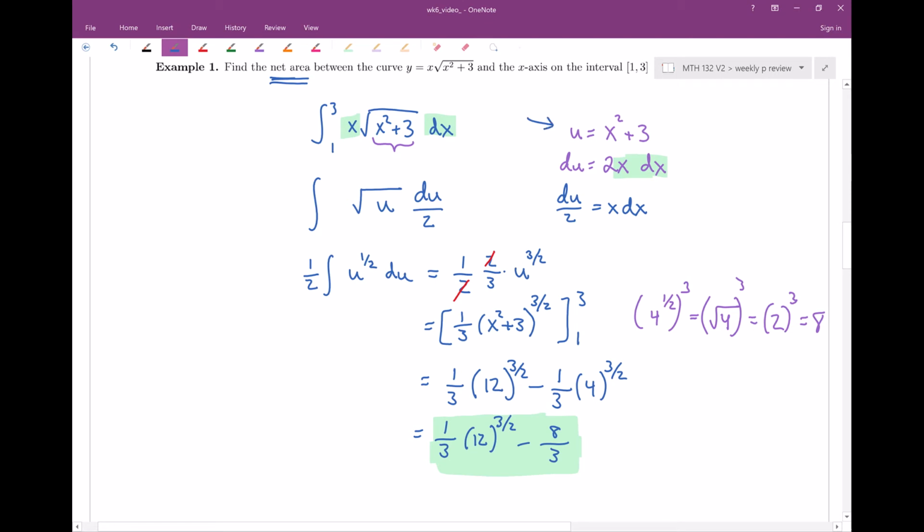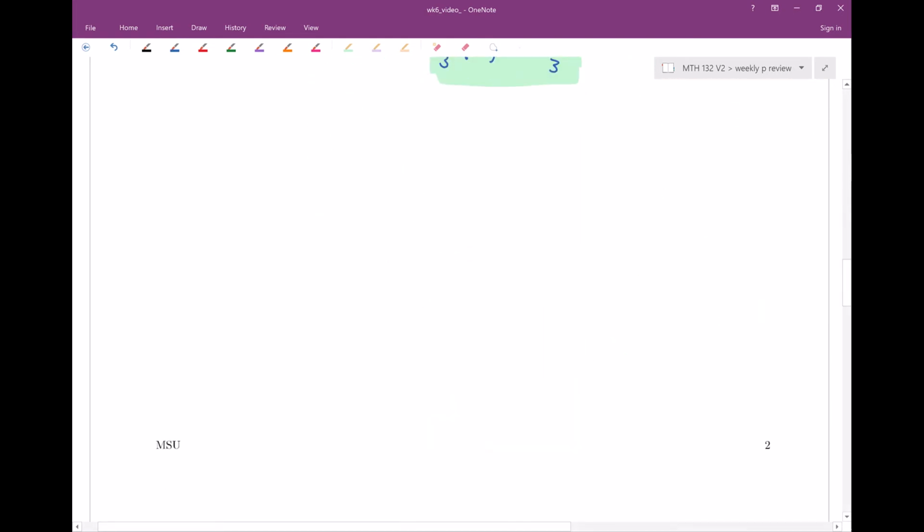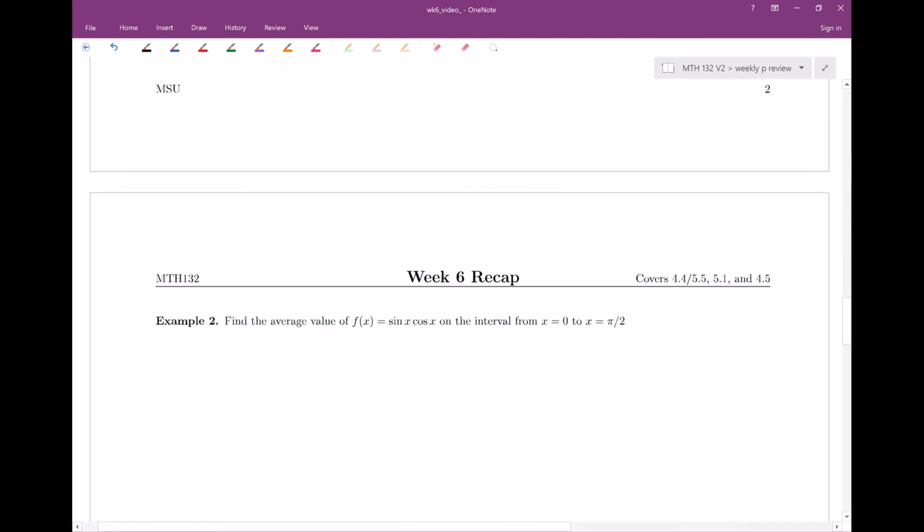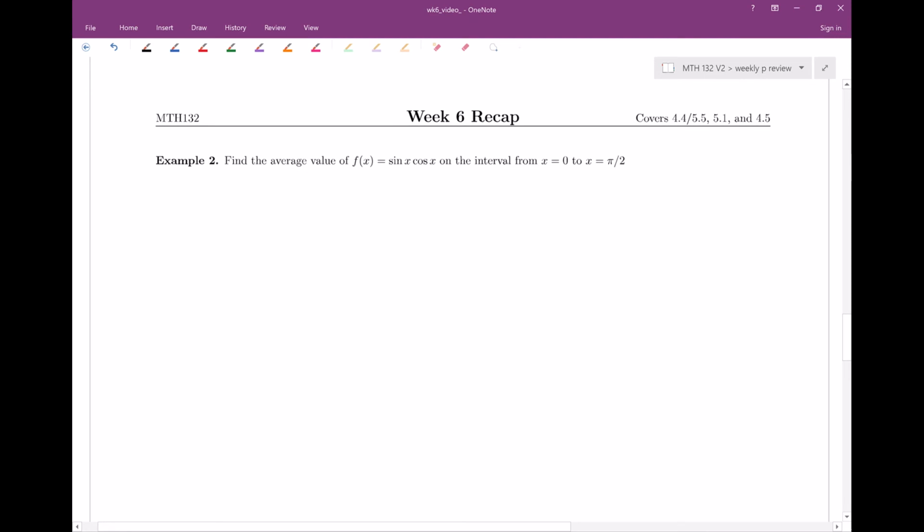But it's not 100% always the case, and so I wanted to show you a situation, an example number 2, where we find the average value of this function on the interval from 0 to pi over 2. And first of all, even before I get started with this, I want you to be careful.